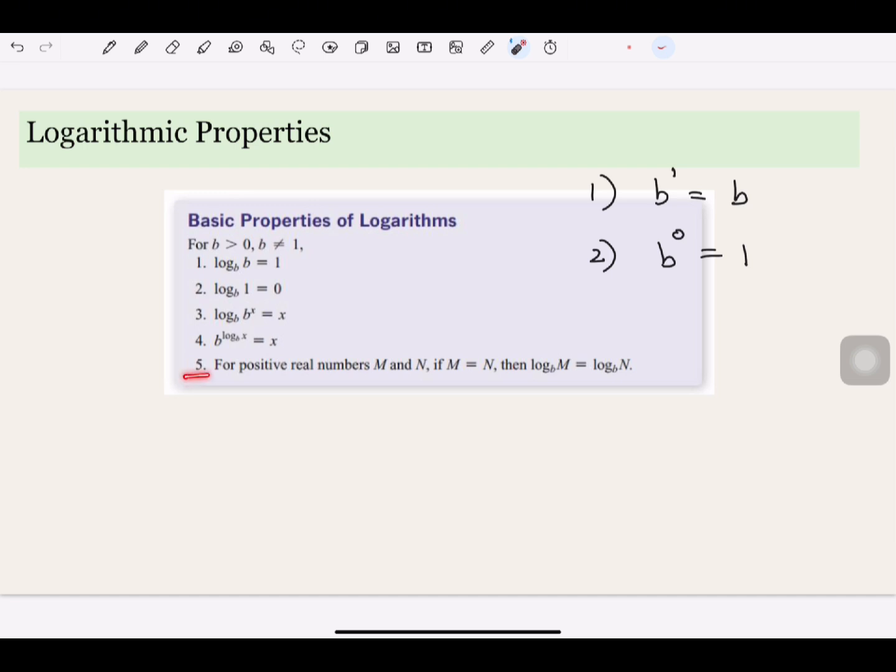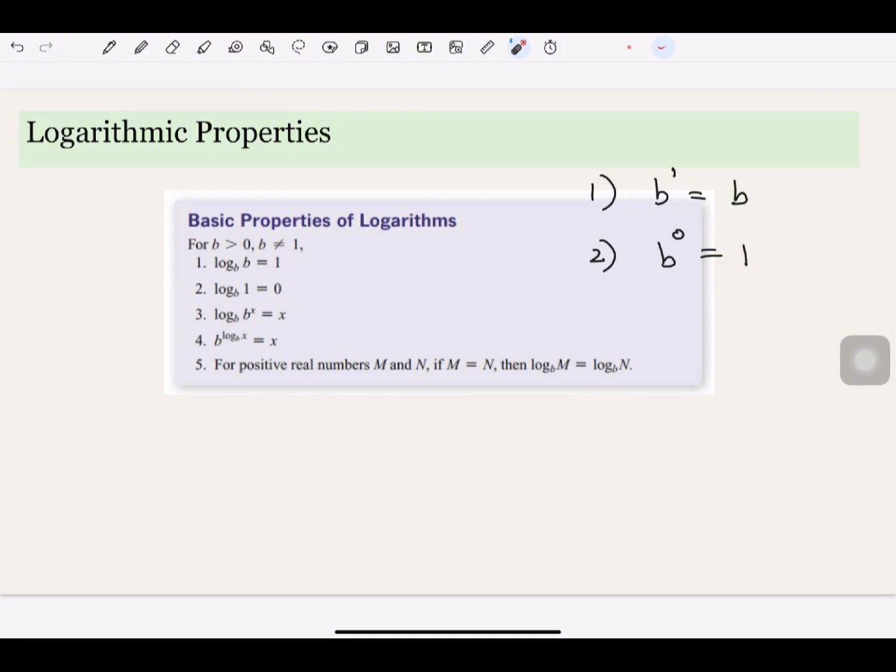Property number 5 says if you have two numbers which are equal to each other, then you can take logarithms on both sides of that equation. So if m and n are equal to each other, then the logarithm of m is equal to the logarithm of n. You can use any base. So if two numbers are equal, then their logs are equal too. It's a reminder that the logarithm preserves equality, a useful idea when you're solving equations.